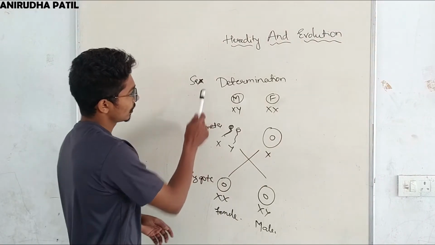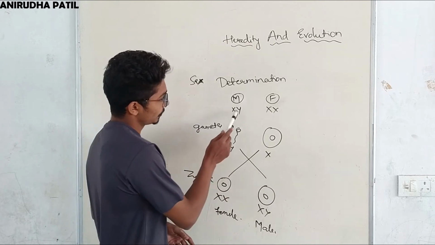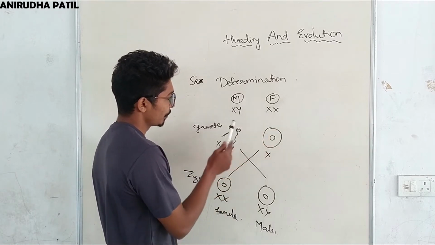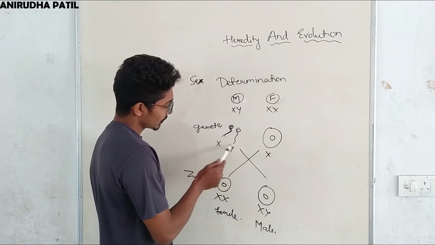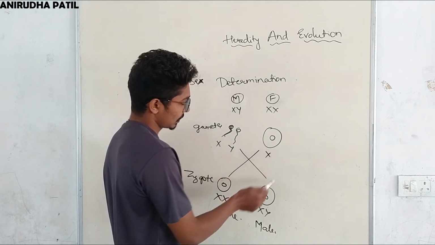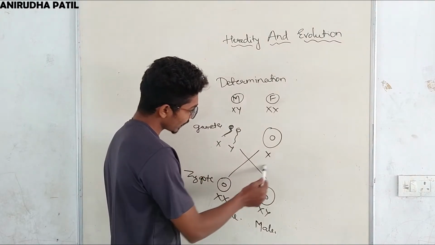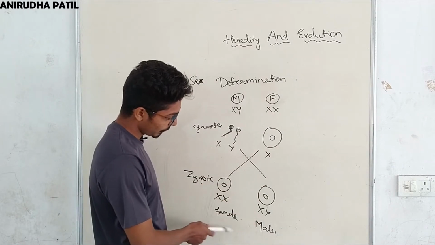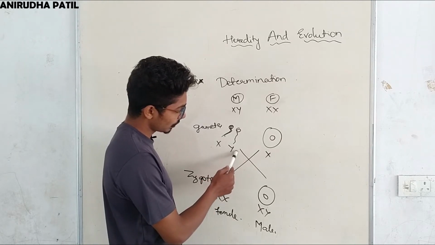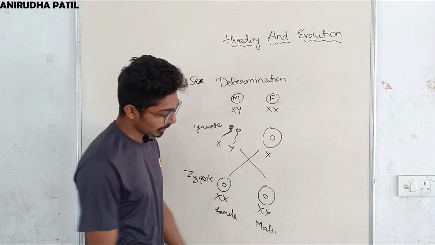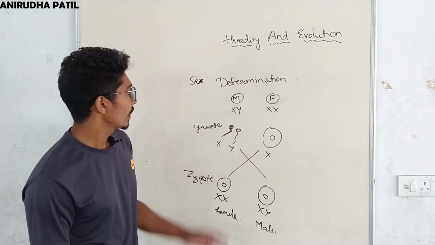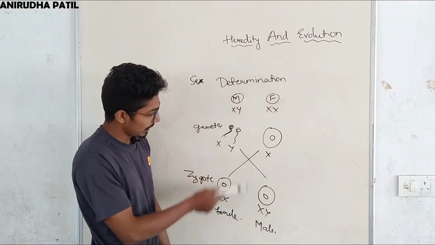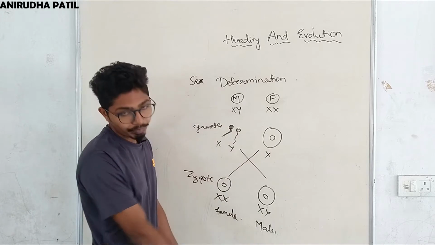Okay, now the next topic is how sex is determined. Suppose there is a male and a female. The male has XY chromosomes and the female has XX chromosomes. So when the gametes containing X or Y meet with the zygote, if the zygote gets an X gamete, then the future child will be female, that is XX, and if the zygote combines with a Y, then we get a male. So in this way sex is determined. That means if X gets combined with the zygote we get a female, and if Y gets combined with the zygote we get a male.